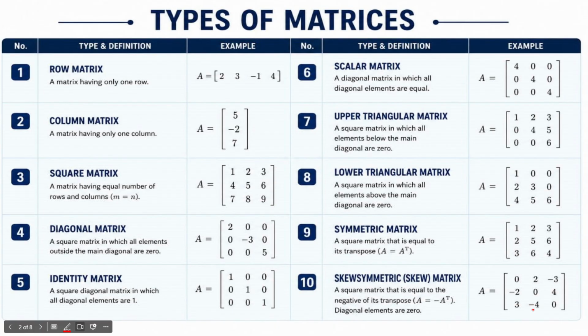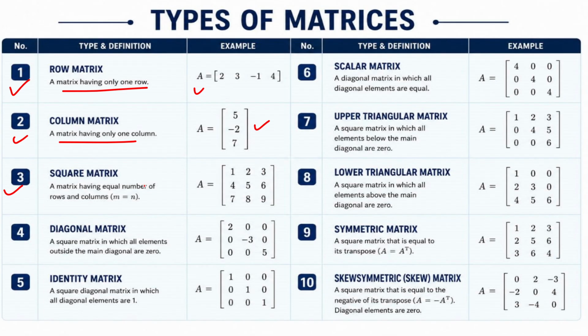So these are some types of matrices. There are almost around 10-15 types of matrices. One by one we'll see. You can see the first type is the row matrix. A matrix having only one row, in this way, is called a row matrix. Second type is the column matrix. Same, a matrix having only one column is called a column matrix.